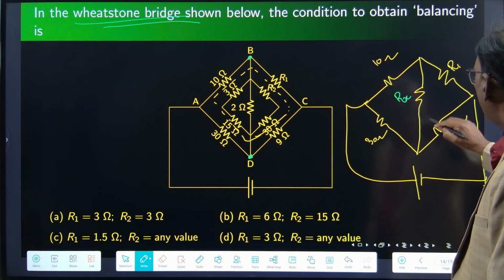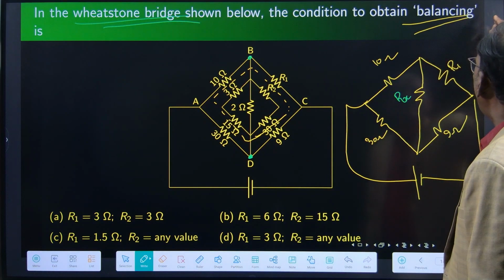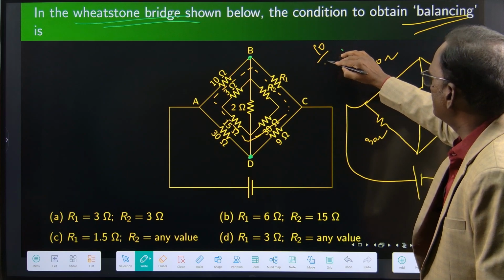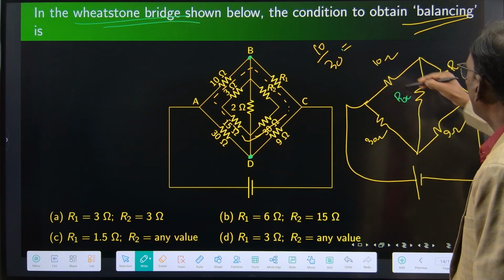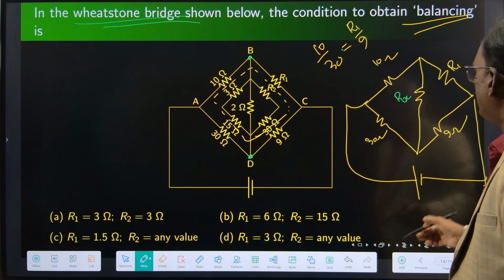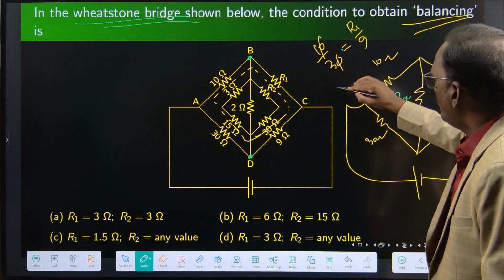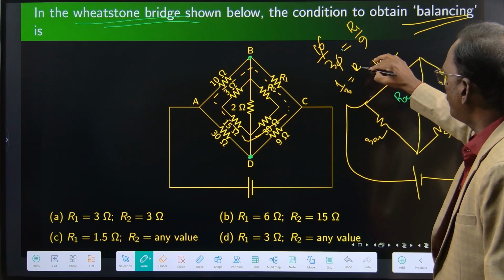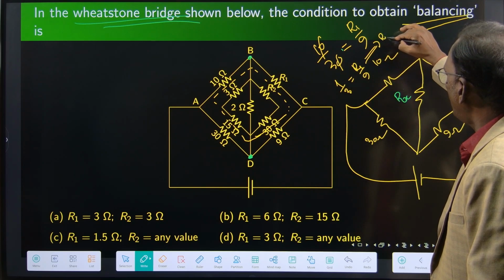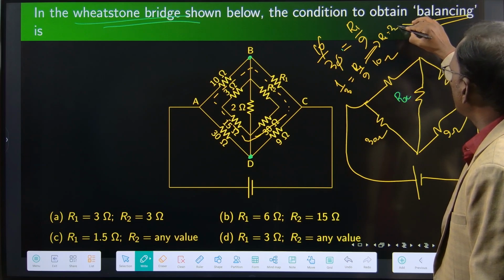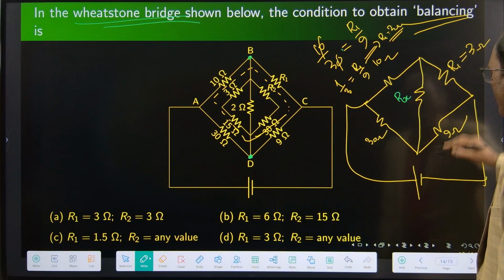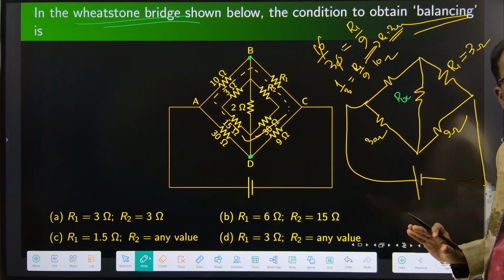Since it is a Wheatstone bridge, to obtain balancing, we must have the condition 10 by 30 is equal to R1 by 9. 10 by 30 is equal to R1 by 9, or 1 by 3 is equal to R1 by 9. So from here I can write R1 is equal to 3 ohms. If R1 is equal to 3 ohms, then this bridge is a balanced bridge.